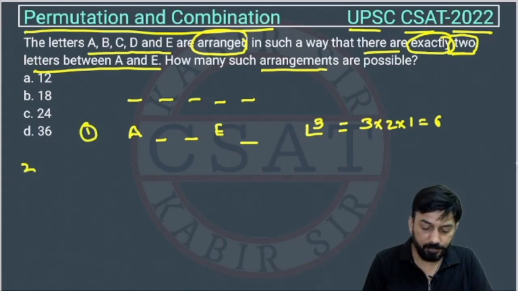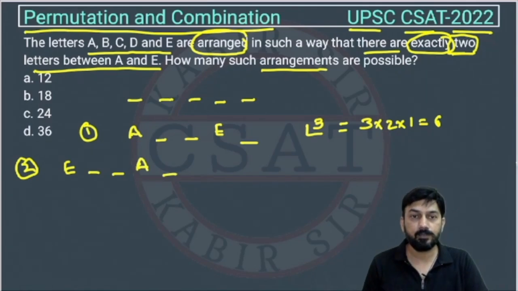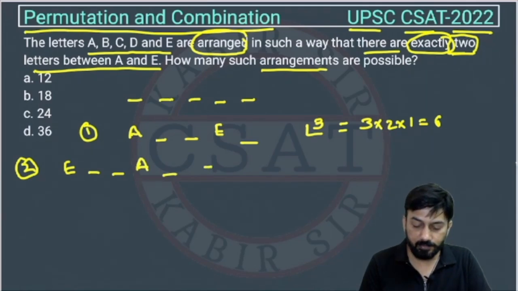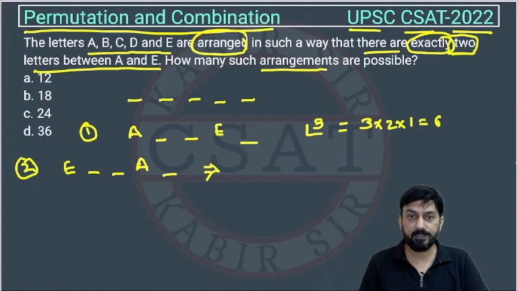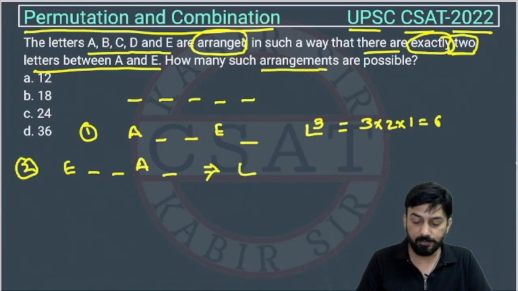The second possibility is that E is here and A is here. This is also possible. So in this case, what will happen? Again, there are 3 places. So 3 letters can be arranged in factorial 3 ways. So this will be factorial 3, so this will again be 6.